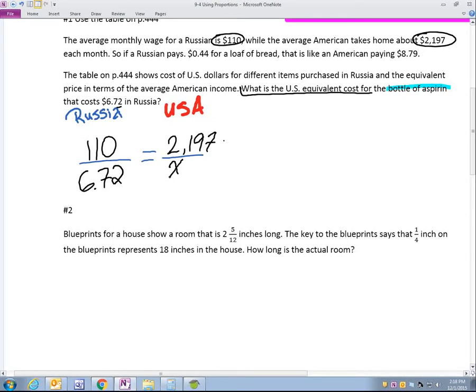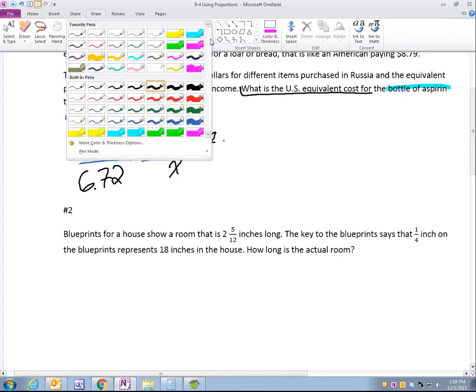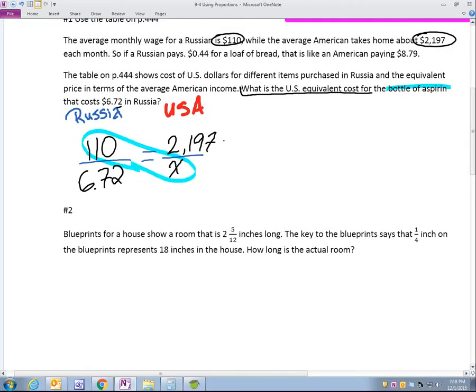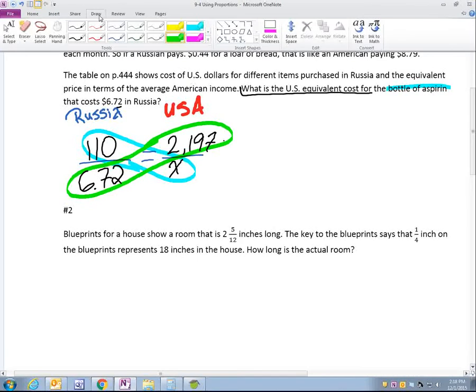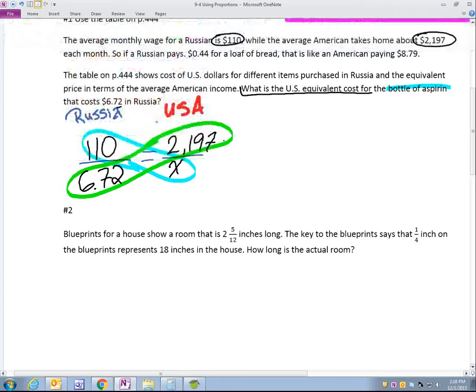Now we are going to do the cross products. Cross products is the new concept of today. And a product is the answer to a multiplication problem. So I'm going to make a cross, an X, and find the product of those two. So I'm going to do 110x equals 2,197 multiplied by 6.72.